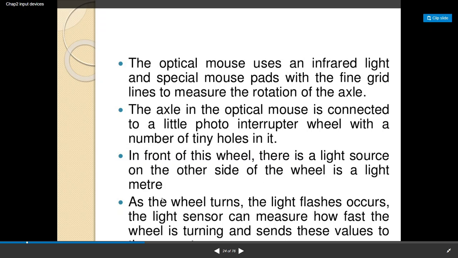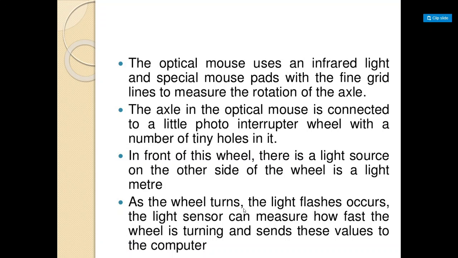On the other side of the wheel, there is a light sensor. And when the wheel turns, light flashes occur. That is, once the light flows through the hole and then something obstructs the light, the light sensor cannot sense the light. In this way, with the passing and obstructing of light, the light sensor can measure how fast the wheel is turning. If it is turning fast, it means the mouse is moving faster, and it moves accordingly, right?